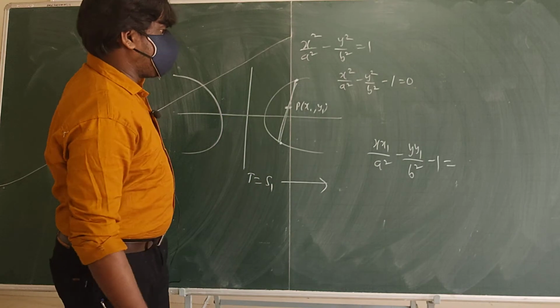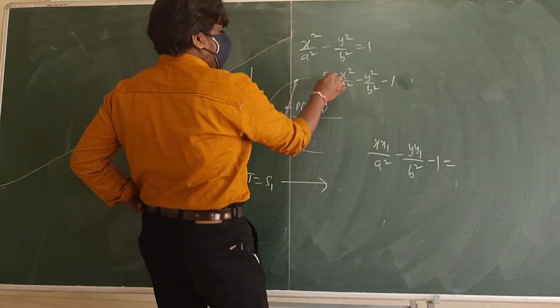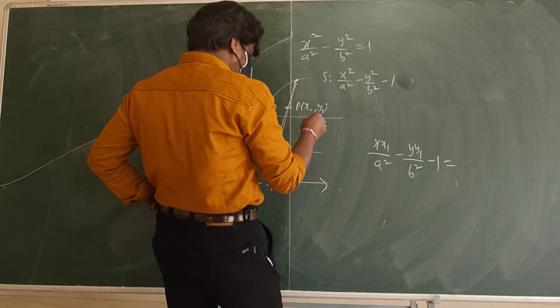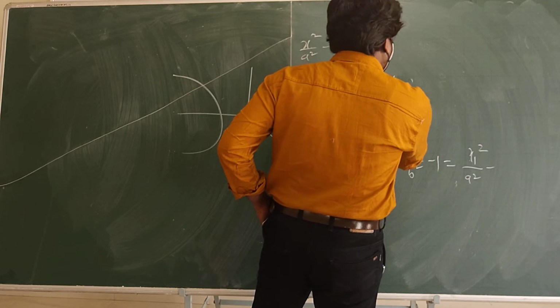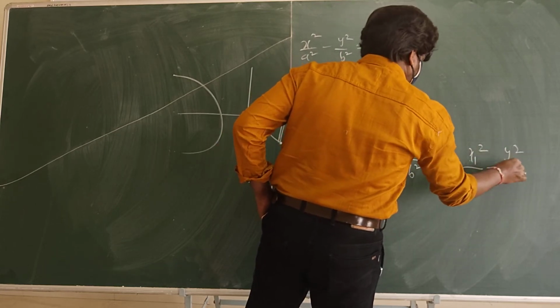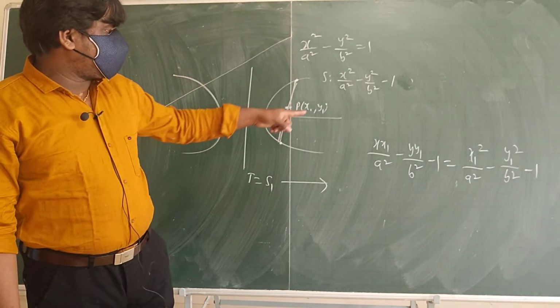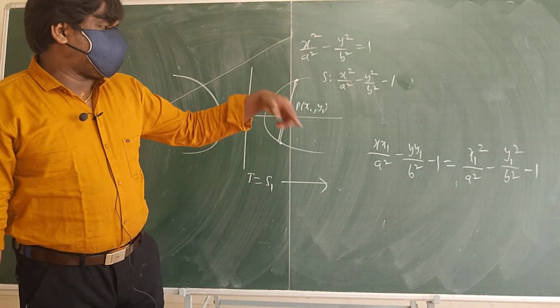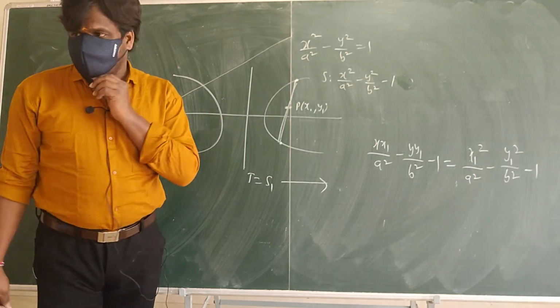S1. What does S1 mean? This is S. If I remove the 0, S1 means wherever x is there, x1 will be substituted. So x1 square by a square, and wherever y is there, we replace y1 square by b square, minus 1. The minus 1 will be cancelled, that is okay. So this is the equation of the chord.